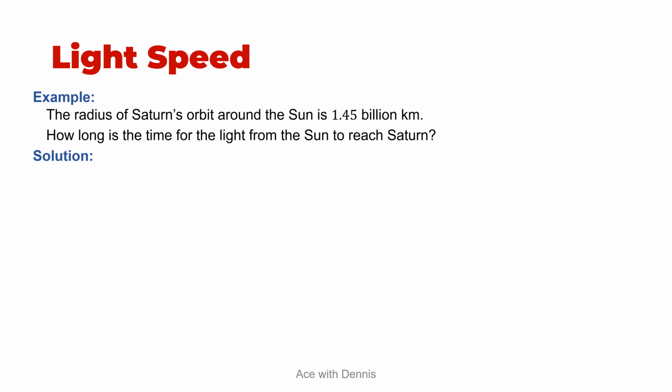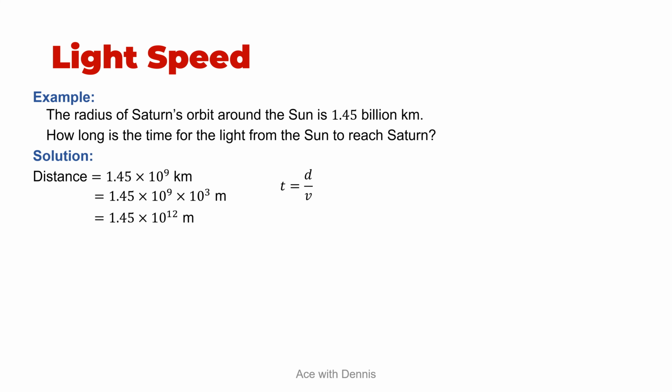Here is the solution. Given that the distance is 1.45 times 10 to the power 9 kilometers, we can represent it in meters and in standard form, which is 1.45 times 10 to the power 12 meters. So the time will be the distance divided by the speed. So for this case, the distance is 1.45 times 10 to the power 12, then divided by the speed of light, which is 3 times 10 to the power 8.